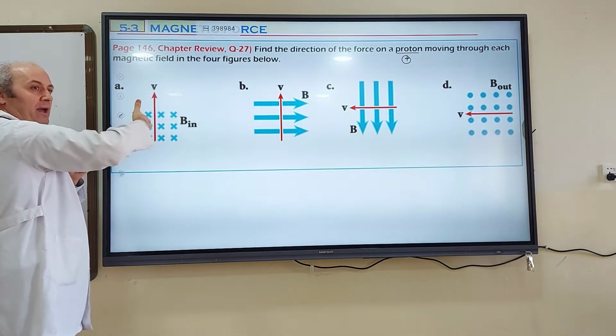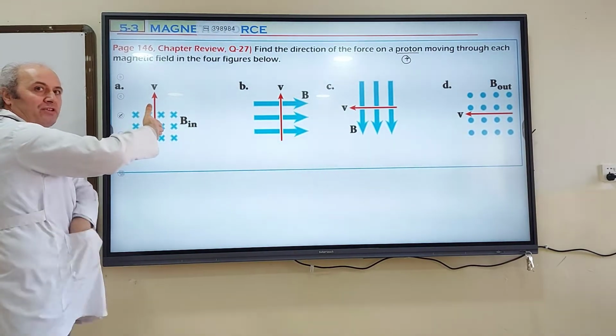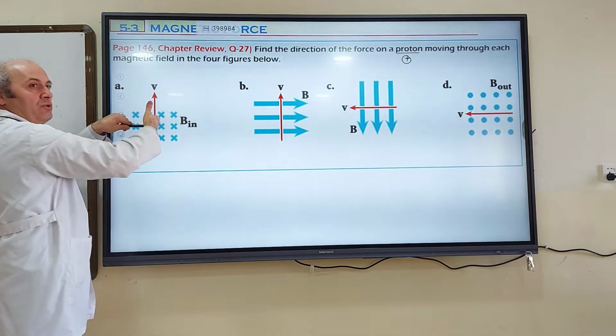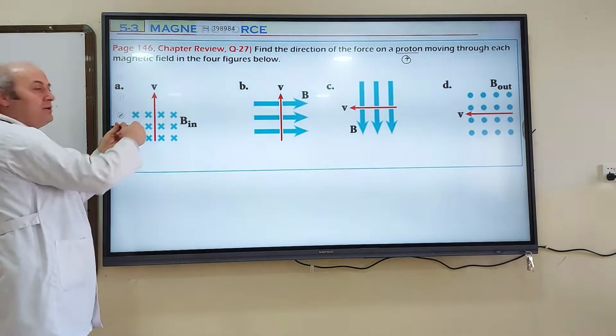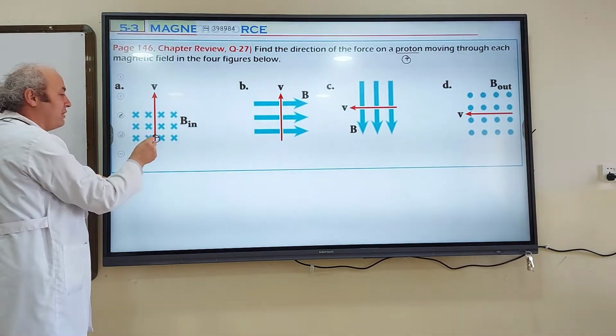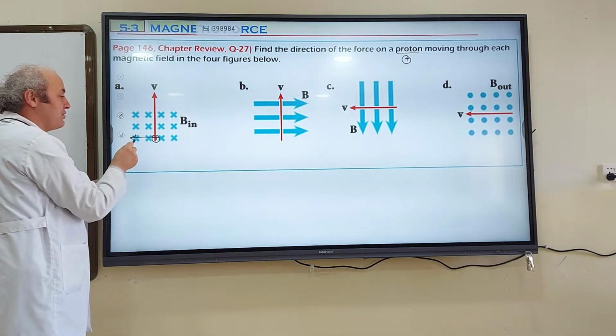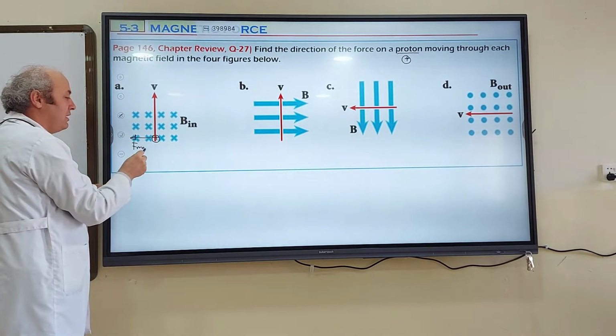Okay, now look at my palm. My palm points in which direction? To the left or to the right? To the left. So it's going to be to the left. The force acting on the proton moving in this magnetic field is going to be to the left.